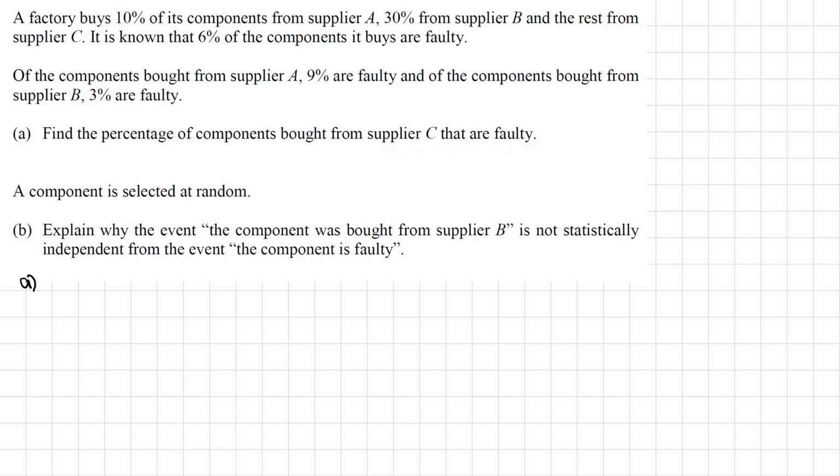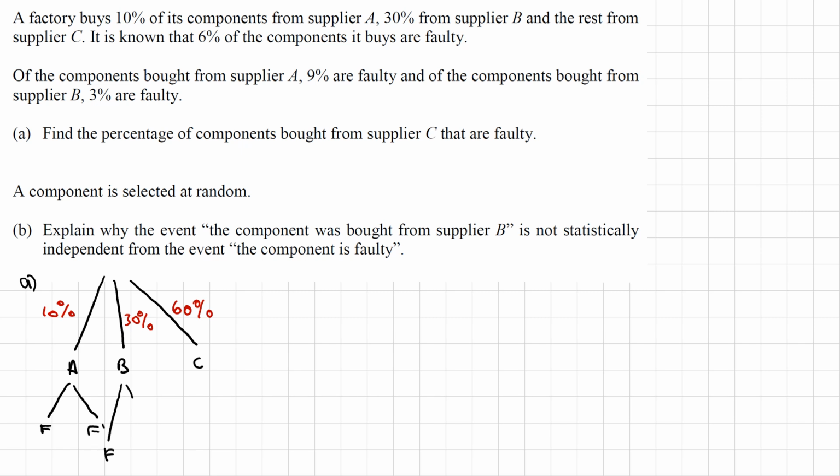Now, to help me do this question, I'm going to draw a tree diagram. So I'm going to use 3 branches here to represent the 3 suppliers A, B, and C, and the percentage that come from each of those suppliers. Supplier A is 10%, supplier B is 30%, and the rest from supplier C, so that's got to be 60%. And I'm going to use F and not F to represent the component being faulty or not faulty, like this. And then I'll put those probabilities on as well, or as much as I know.